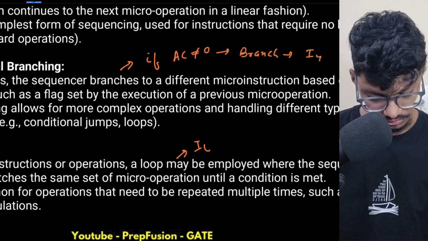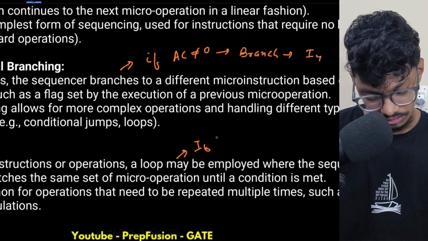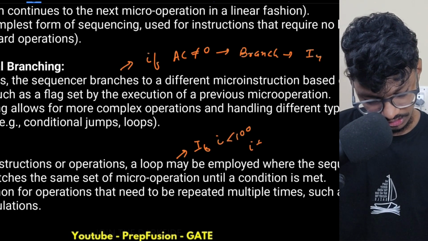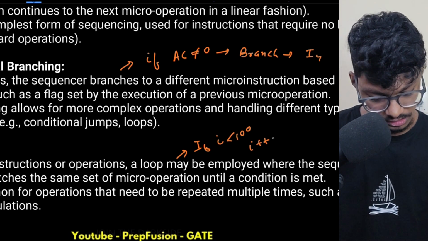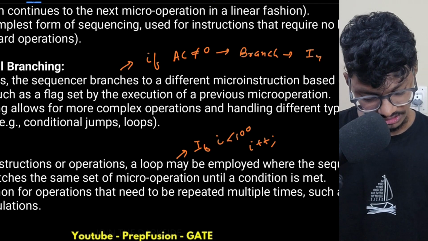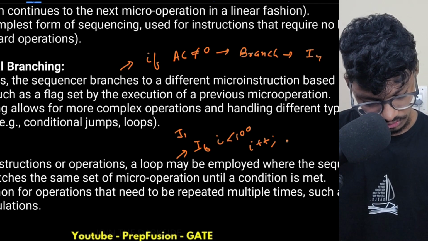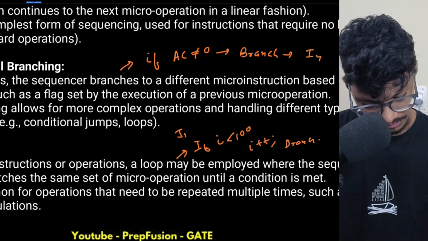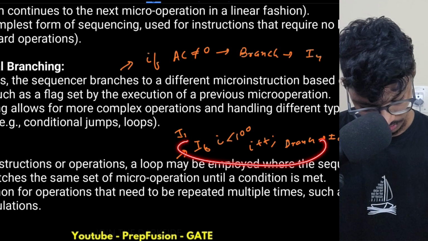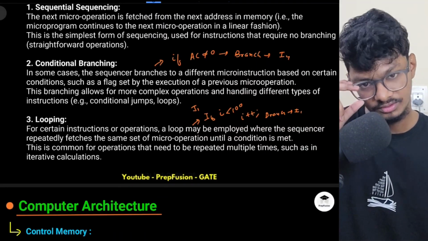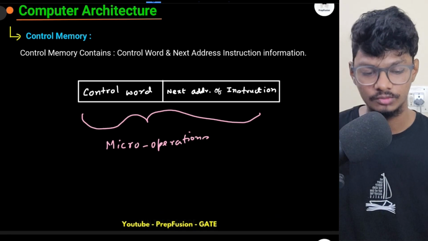Now here, if I do I less than 100, and then I increment I plus plus, and if this condition is true, I have started from location I1, so I will again branch and go to I1. If this condition is met, I will again go to I1. So it will keep repeating itself 100 times if I starts from 0. Just a simple loop. Okay, so those are a few control word sequencing types.